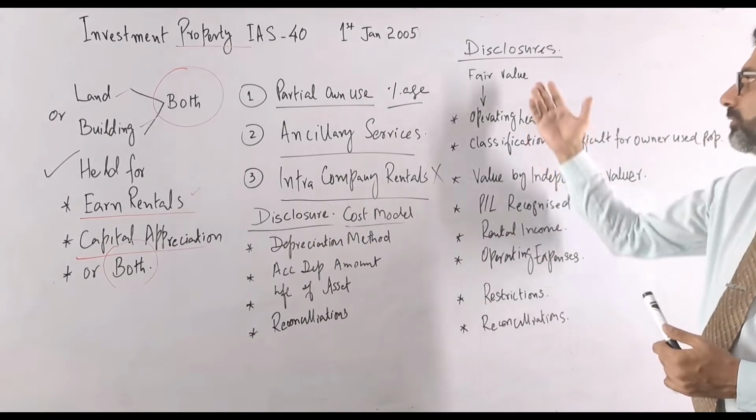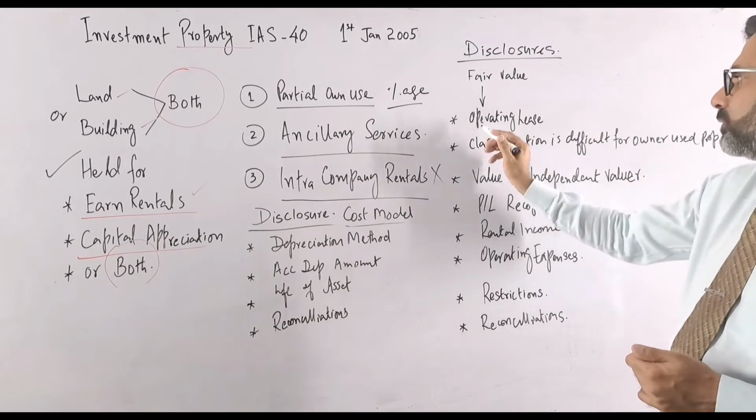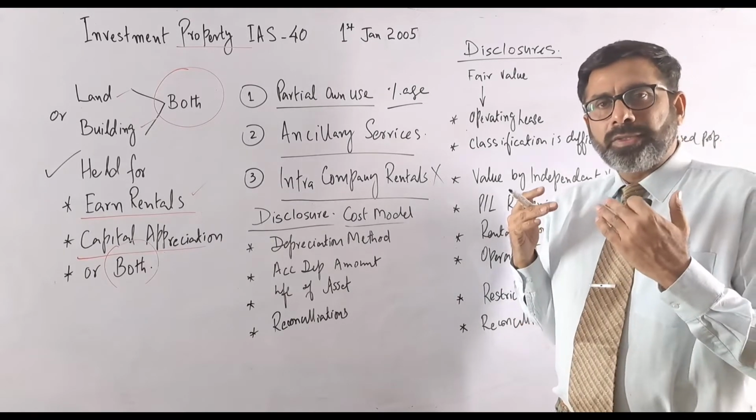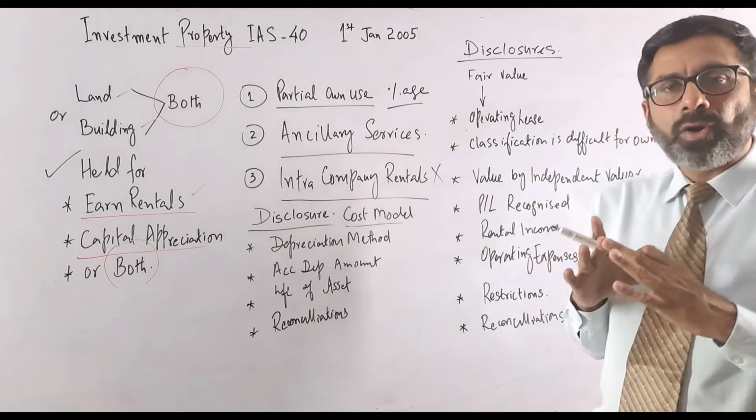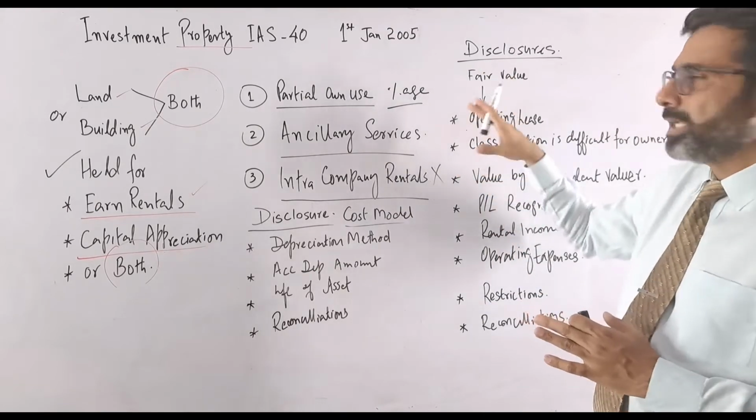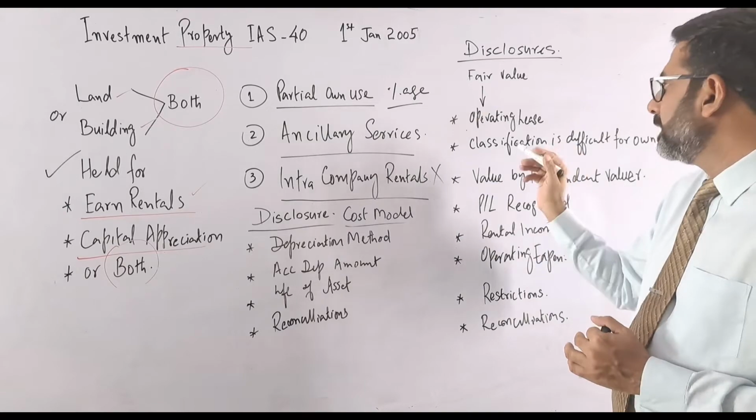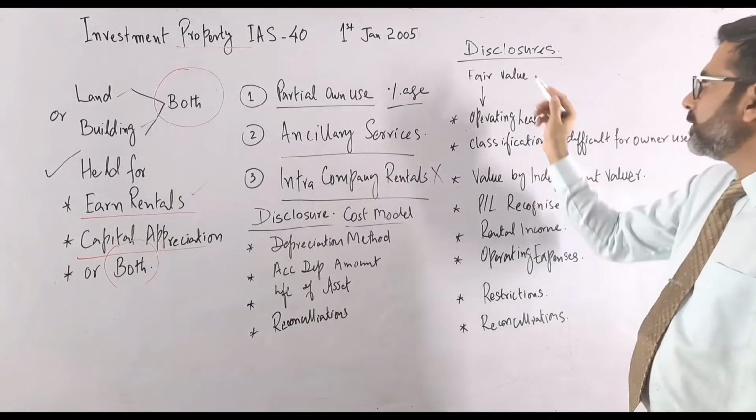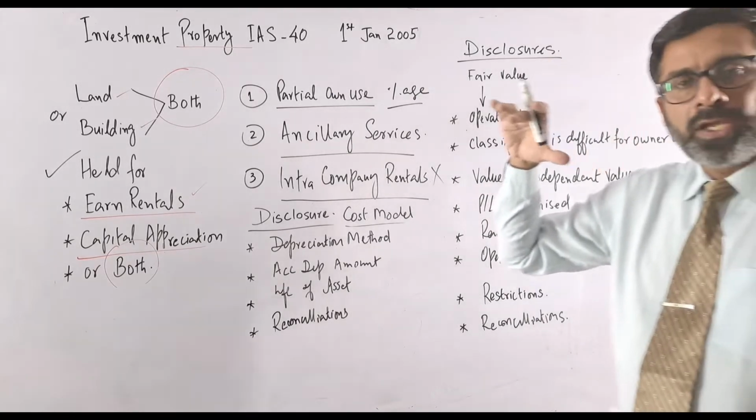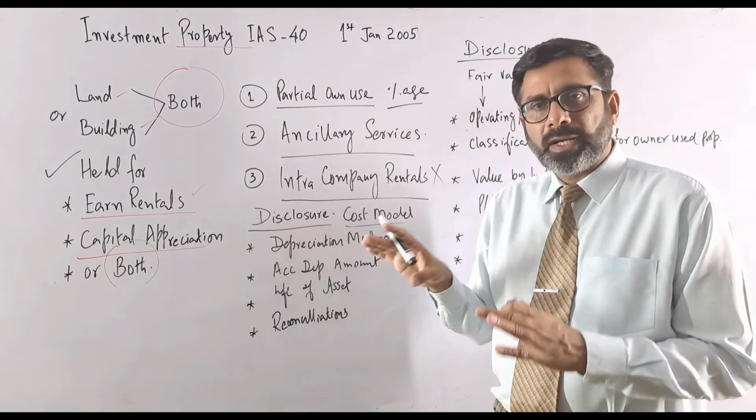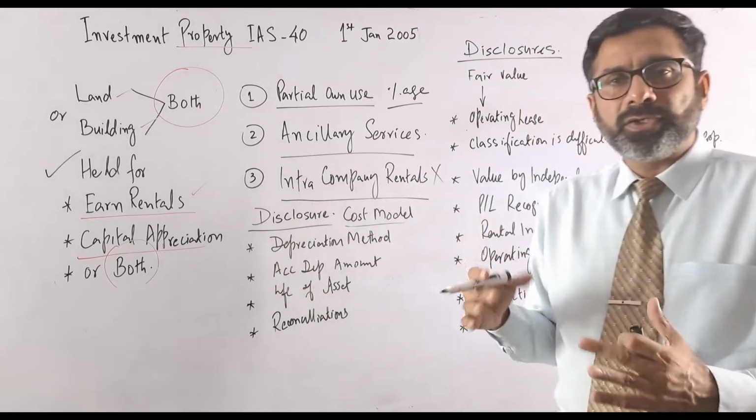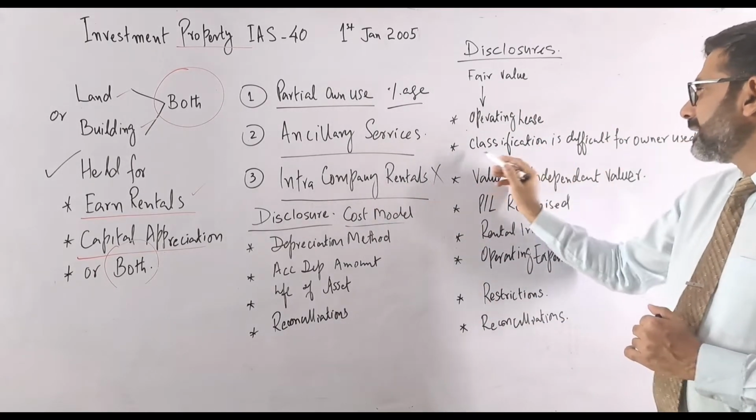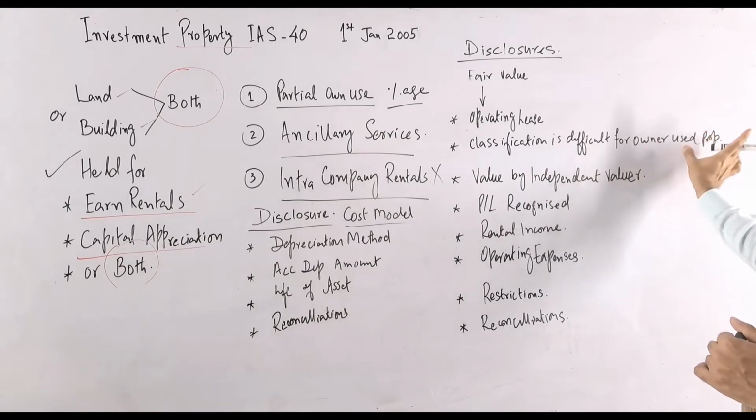For example, for the fair value, first of all we have to consider whether any asset is given on lease, especially on an operating lease, so it should be recognized and they have to write it in the fair value method. Then they also have to write which method they are using. The very important thing is whether they are using the fair value method or the cost method. This is the main disclosure, which method they are using, the cost method or the fair value method.